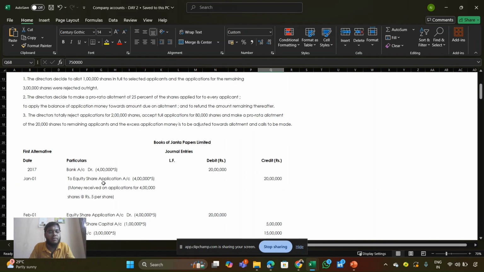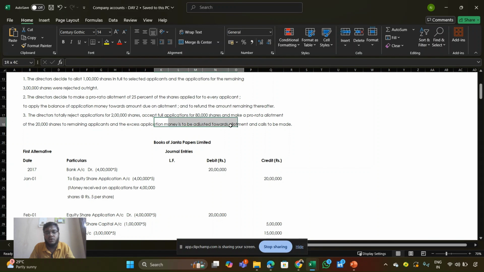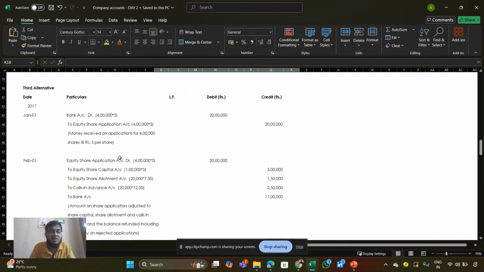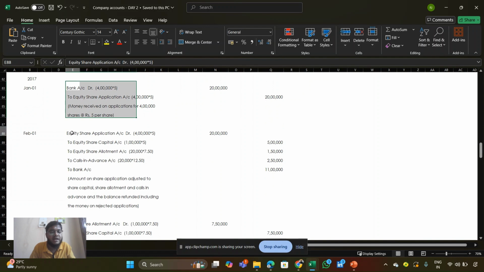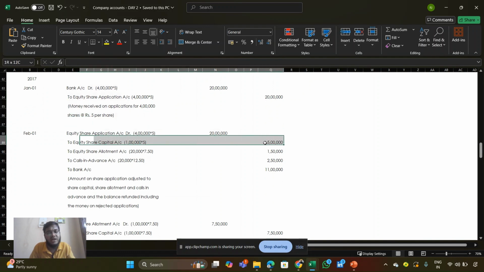The third alternative is a combination of both. What they said: the director totally rejected 22 lakh shares and accepted 80,000 shares, and the 20,000 shares will be allocated on a pro rata basis. And the excess application money is to be adjusted towards allotment and calls to be made. Now, the first entry as usual, bank account debit to equity share application, will be the same. And the second entry, equity share application will be 20 lakh, and then 1 lakh will be transferred to share capital.